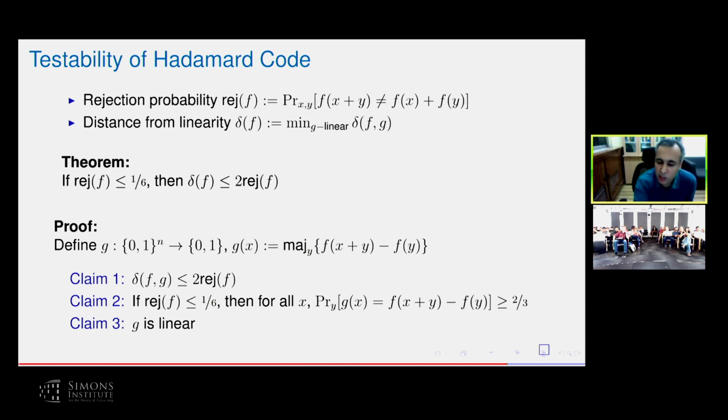That is, if the rejection probability is not too large, in fact if it's less than 1/6, then for every x, not just most x, for every x, g of x is not just greater than half, it's actually greater than 2/3. That is, the majority value is actually an overwhelming majority. We'll show this. And then given this, we'll prove the next claim that g is actually a linear function. Now, once we have claims 1, 2, and 3, actually claims 1 and 3 will suffice to show that f is close to a linear function.